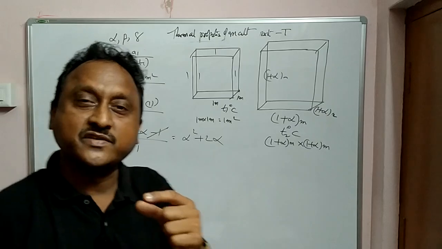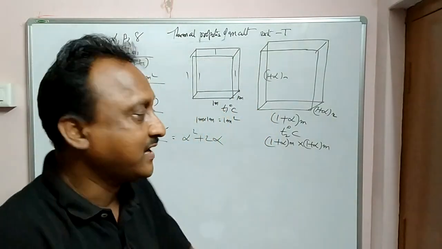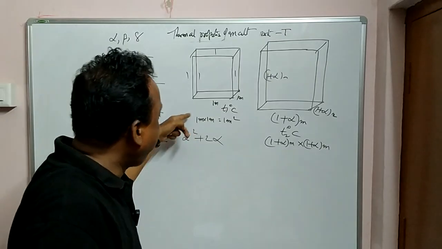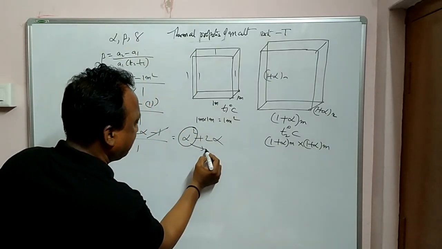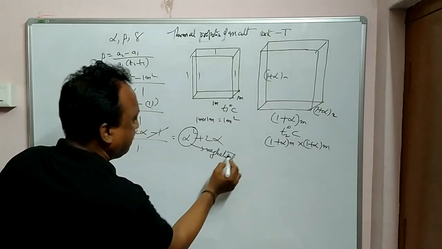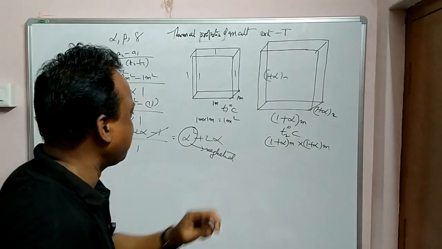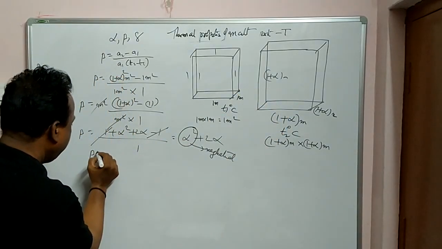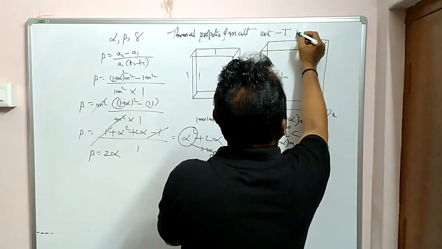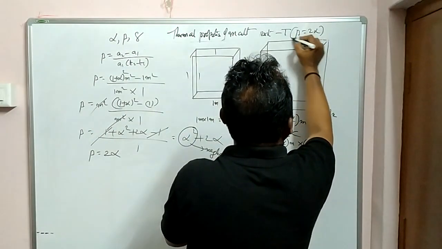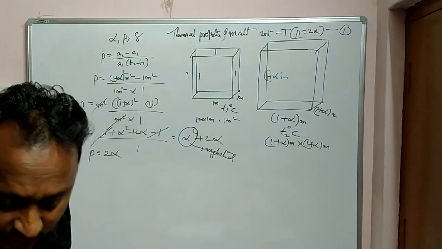Suppose when the expansion is very small, higher coefficients, higher values can be neglected. So alpha square can be neglected. When the expansion is very small, higher powers, second degree, third degree, all can be neglected. Beta is equal to 2 alpha. Equation 1. Clear? Note down please. I'll go to the next one now.